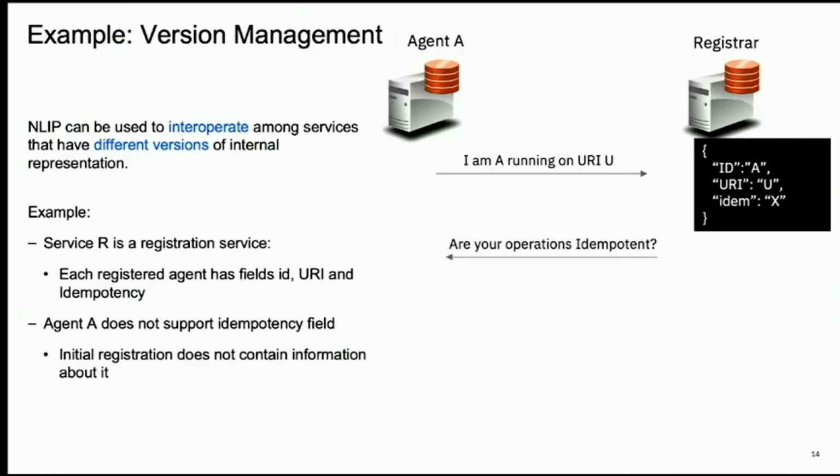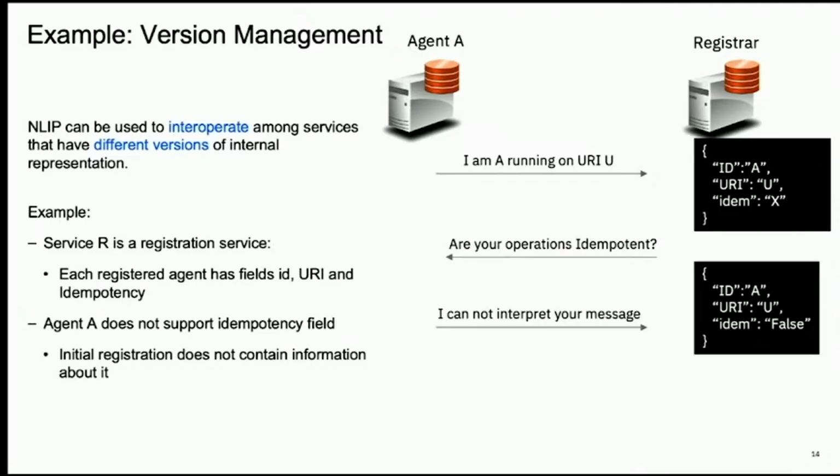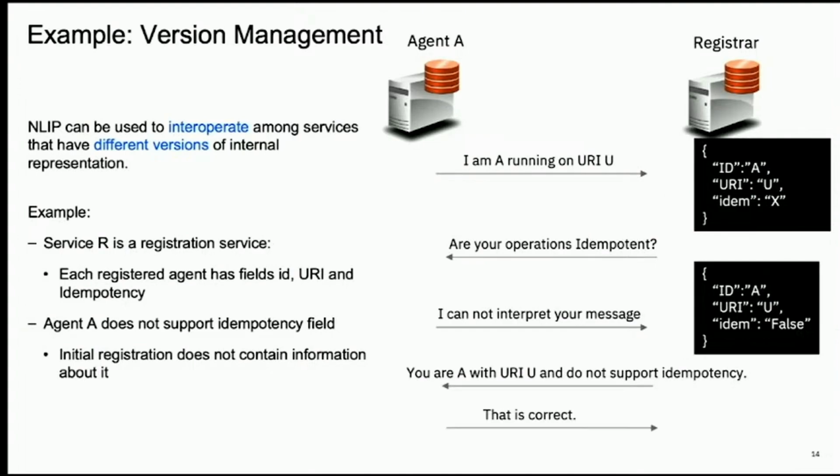And then it tries to clarify with Agent A, are your operations idempotent? And Agent A responds back, I cannot interpret your message, which indicates that it doesn't support it, and Register smartly assumes and identifies that idempotency is not supported, so it's false. And it may reconfirm that you are A with URI-EU and do not support idempotency, and it confirms back, that is correct. So this is a request and response to ensure that the meaning itself is refined and well understood.